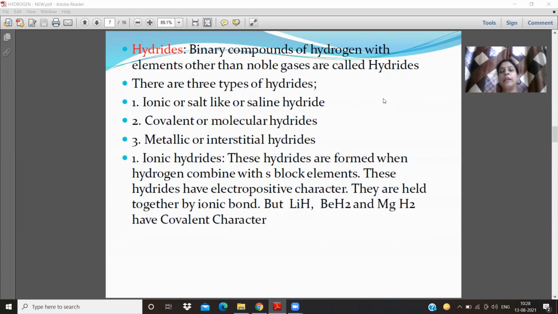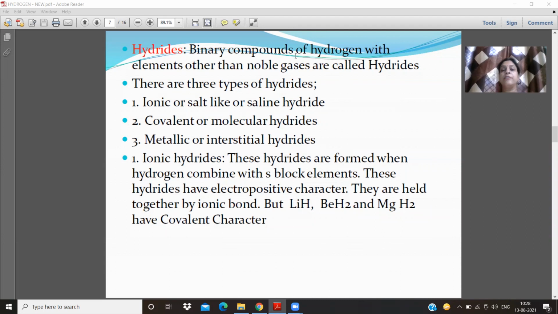As all of you know, in the previous lecture we have already discussed the position of hydrogen in the modern periodic table, the occurrence of dihydrogen, as well as the isotopes of hydrogen. And today we are going to discuss the hydrides, which are the binary compounds of hydrogen.